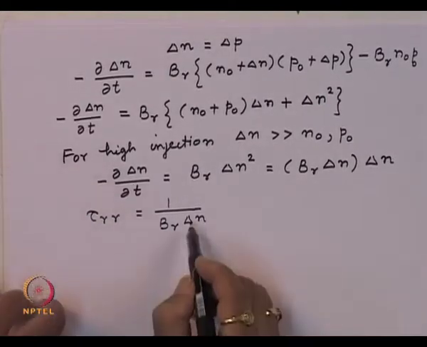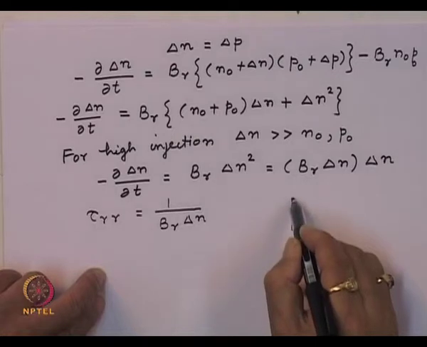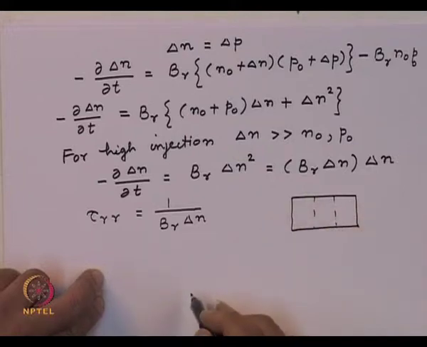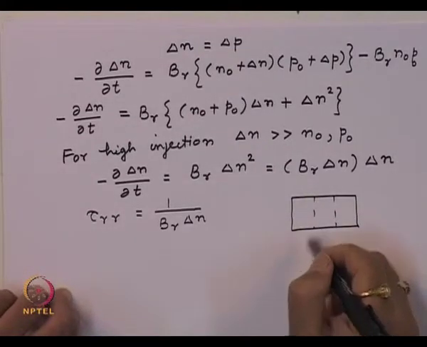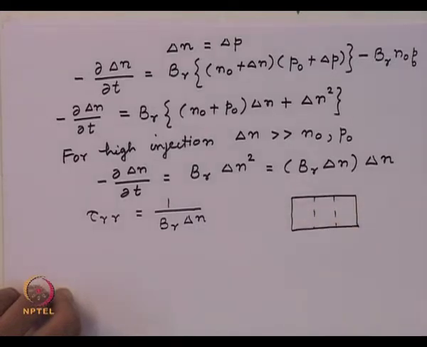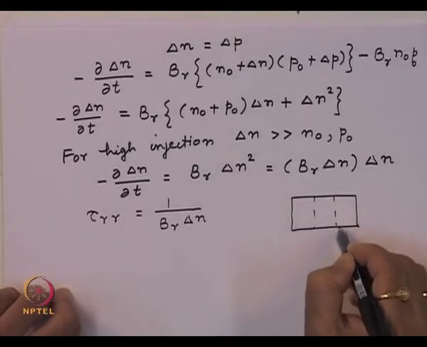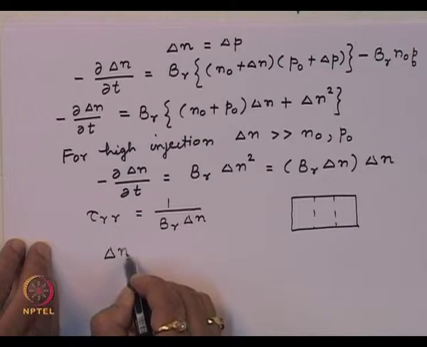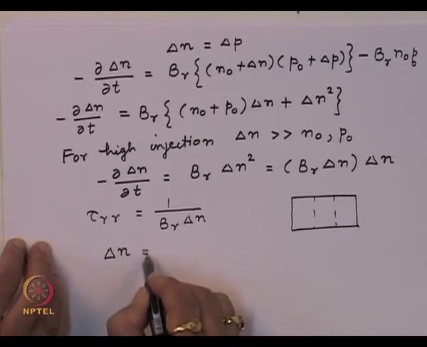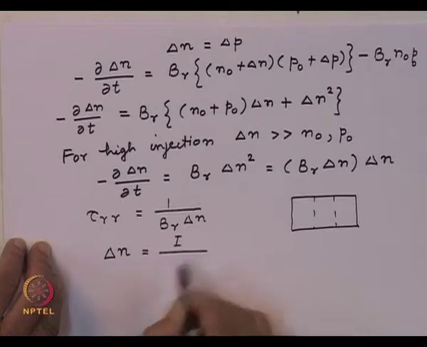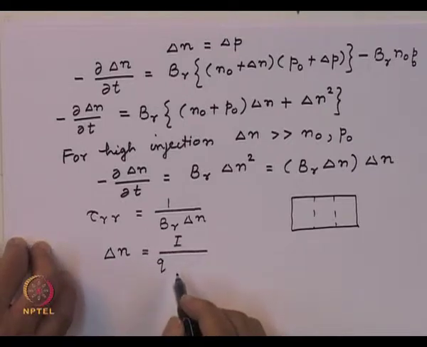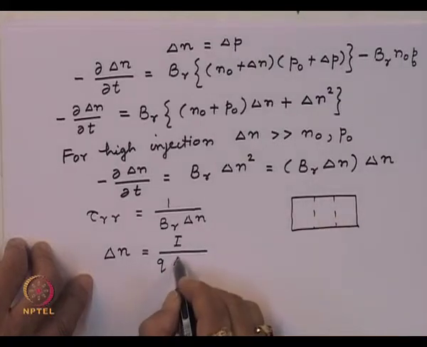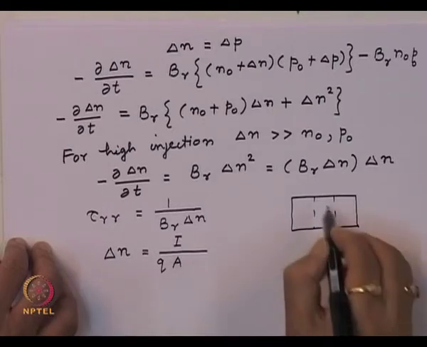But we also know that this delta n, if you consider a junction, then that is the region where the carriers are injected, which is the active region, and that is the area and that is the depth. So, in this volume essentially you are going to have the excess carriers. So, the injected carrier density delta n is equal to the injected current I divided by the charge of the carrier q, divided by the volume of this region, that is the area of cross section and the d.